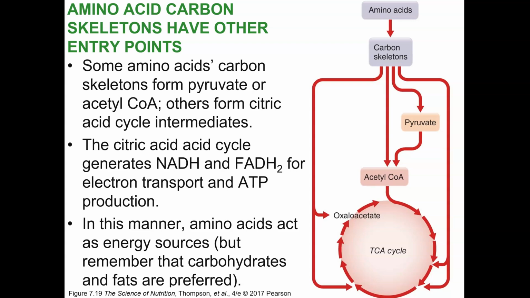So these amino acid carbon skeletons have other entry points. We remember we have 20 amino acids, and they're all different. Some of them can form acetyl-CoA, some can form pyruvate, and some of them can feed right into the citric acid cycle itself. So there are lots of different places your amino acids can go. And again, the balance is going to be what the body needs at that point.